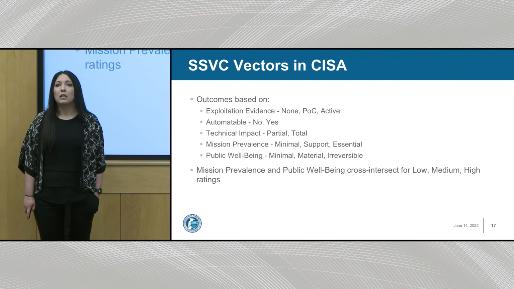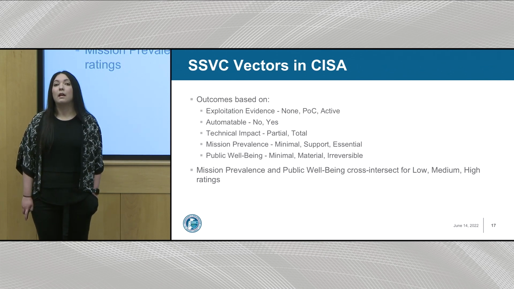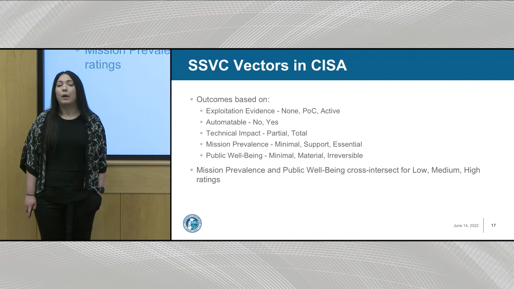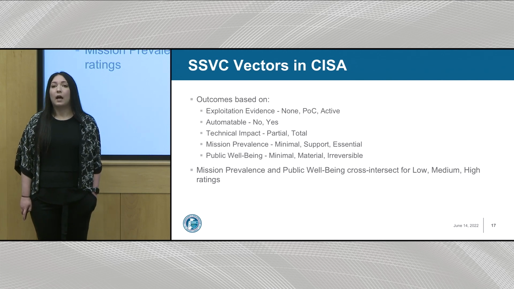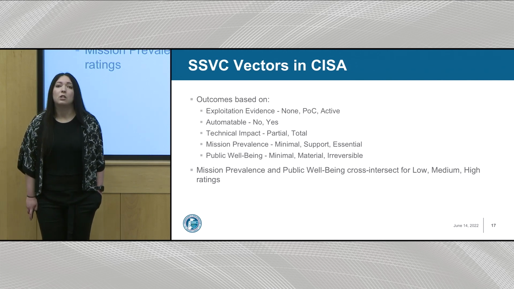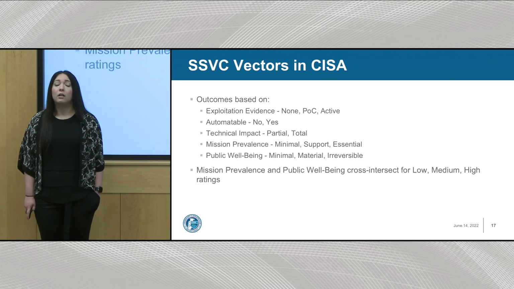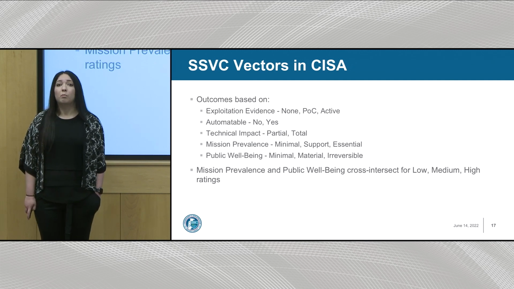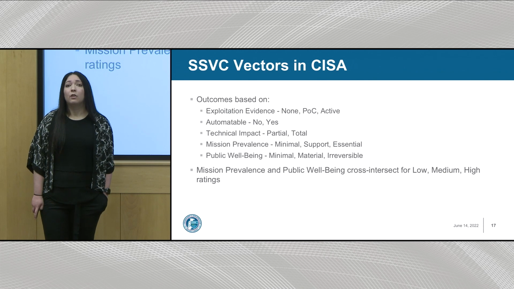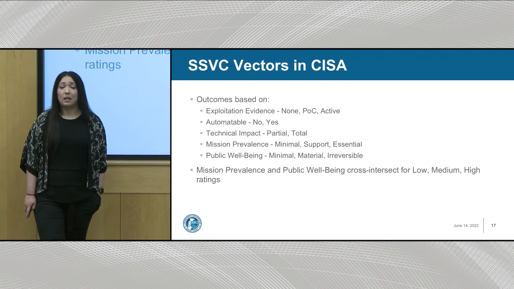Automatable. Is the vulnerability wormable in an environment? If so, automatable would be yes. If not, it means there are barriers in place that an attacker would need to overcome, such as ASLR, user interaction, privileges required, local or physical access to the network.